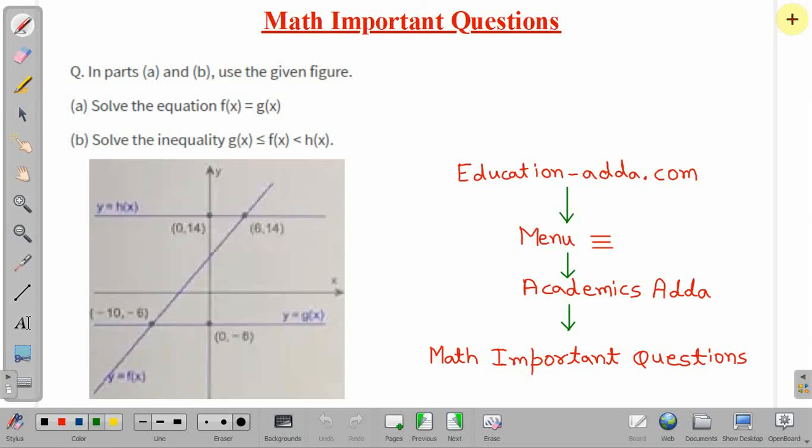Hello friends, in this lecture we will discuss one important problem of mathematics which is from the topic functions.